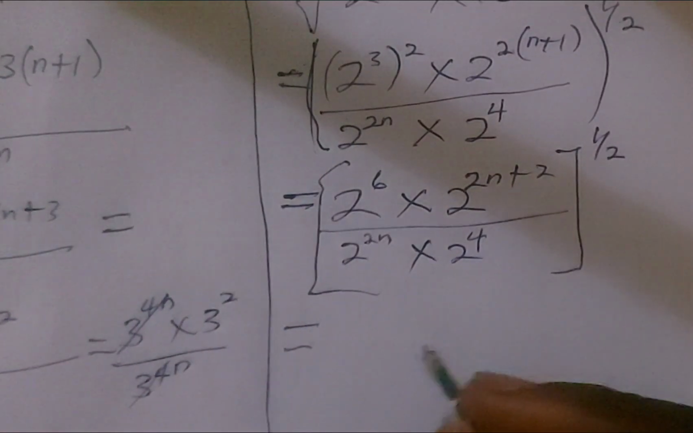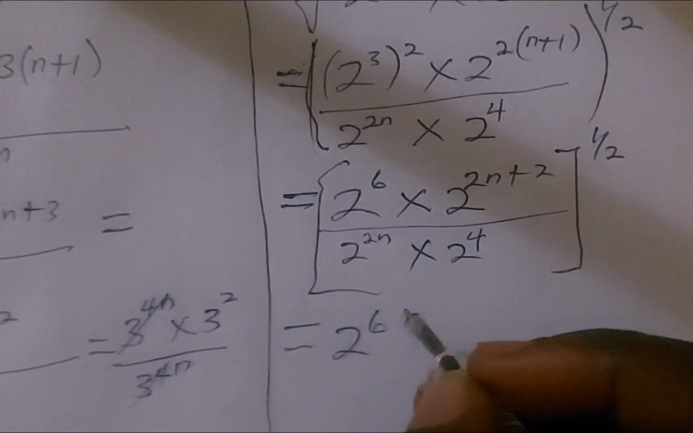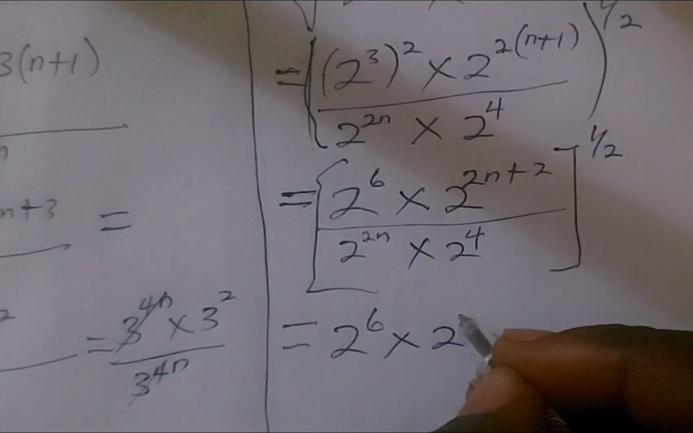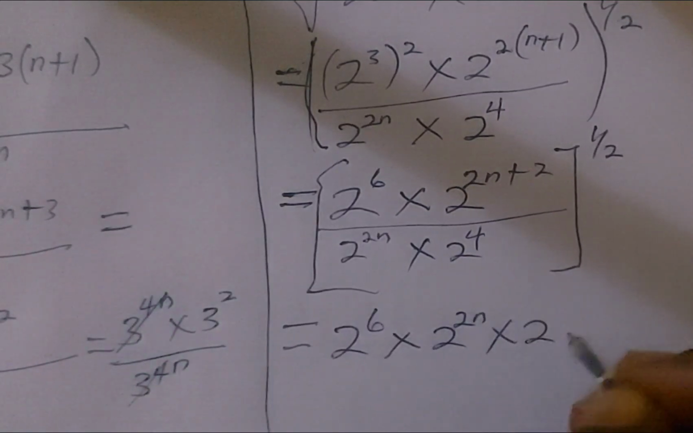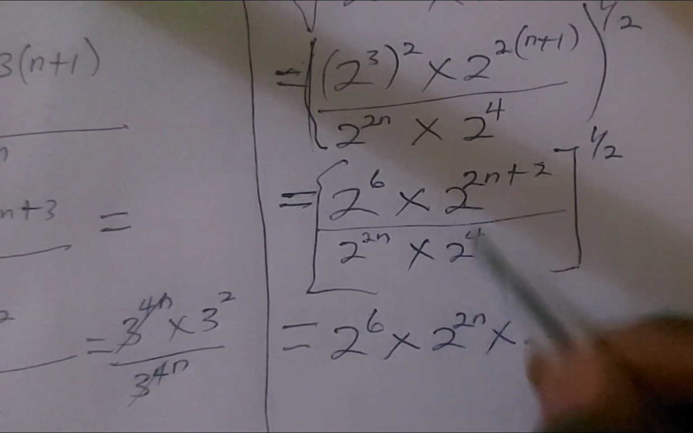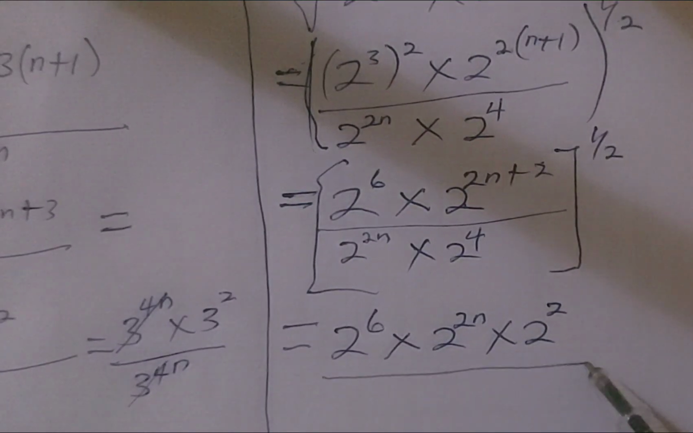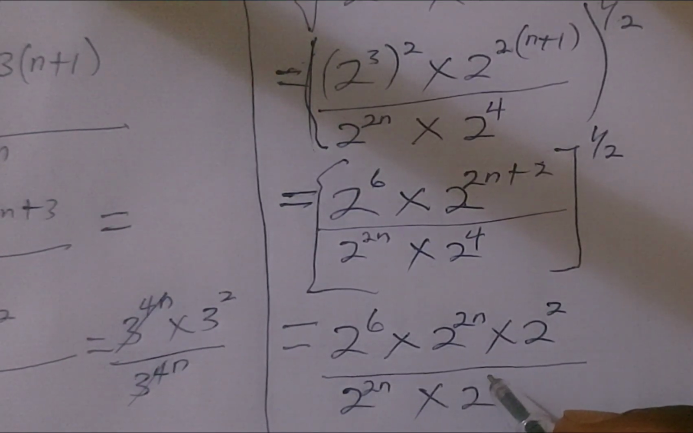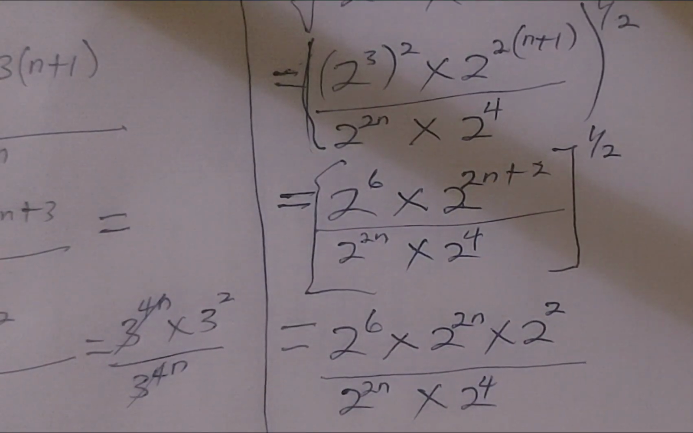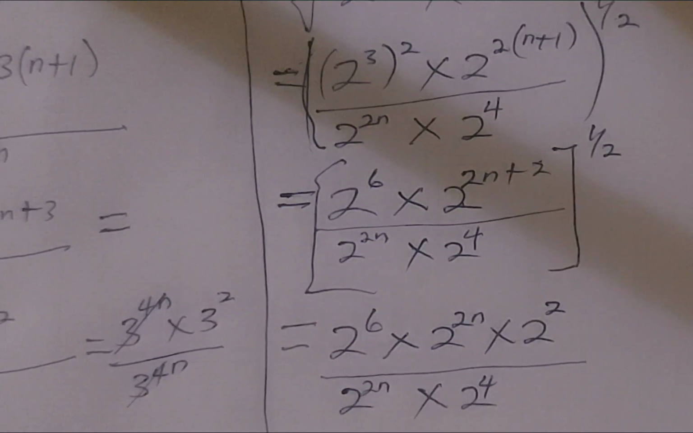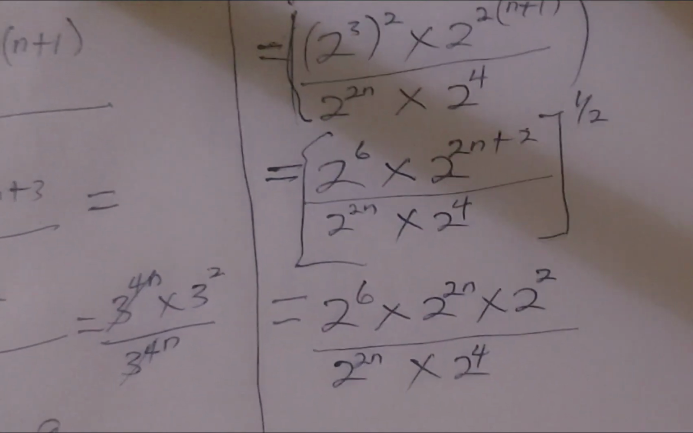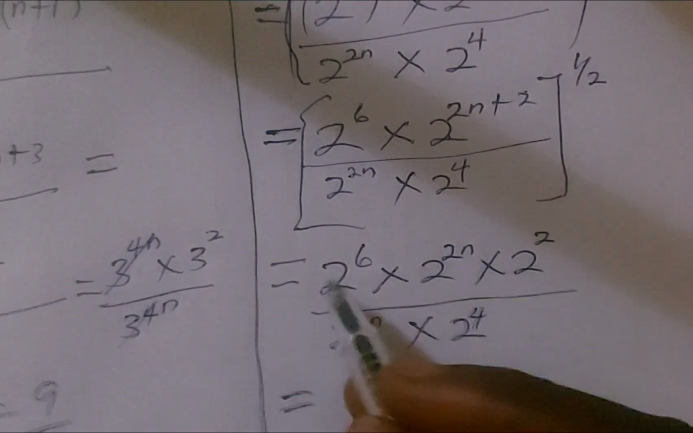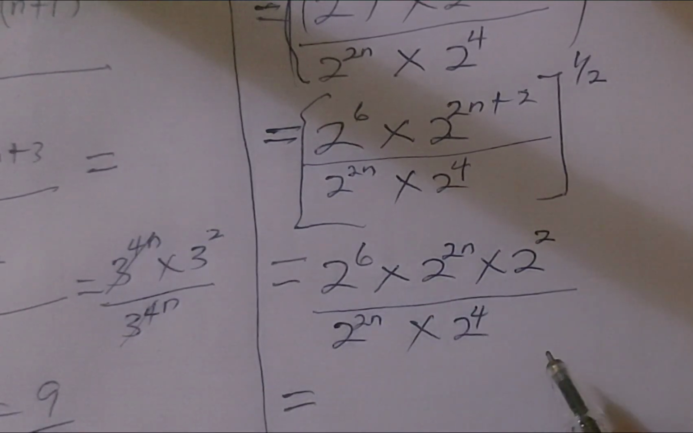To simplify further, 2 raised to the power of 6 multiplied by 2 raised to the power of 2n multiplied by 2 raised to the power of 2. This is this. This is this. You are taking it back. So we have 2 raised to the power of 2n multiplied by 2 raised to the power of 4. I hope you understand what I'm doing. That is why I'm taking it slowly. So let's go further. We bring this one here, this one to one place, and this one to one place. Do you get it?